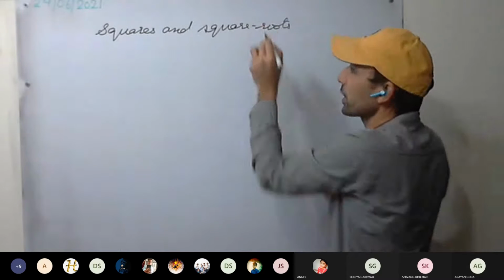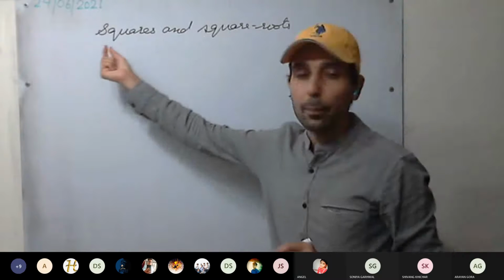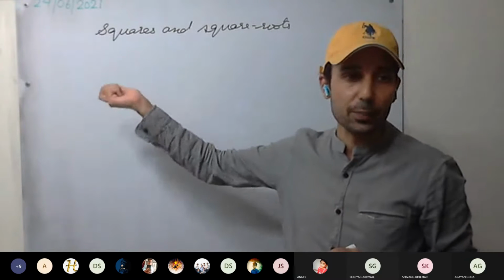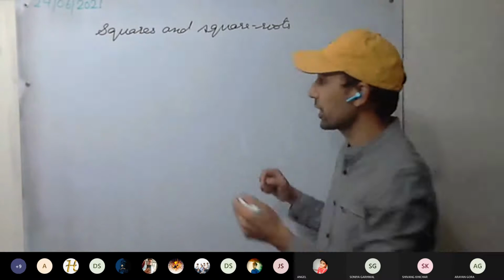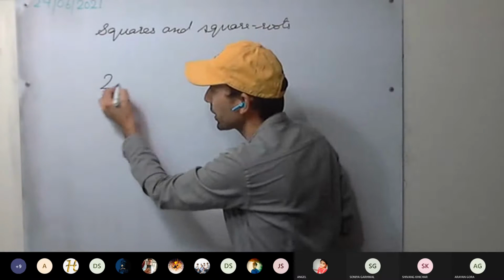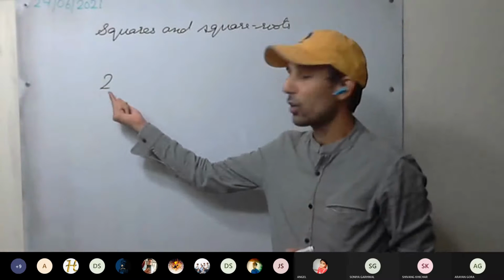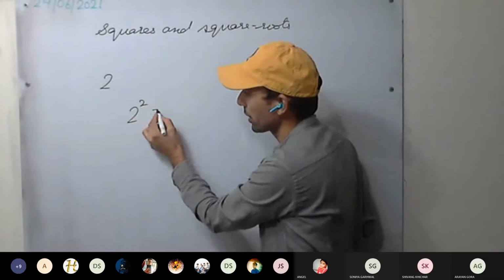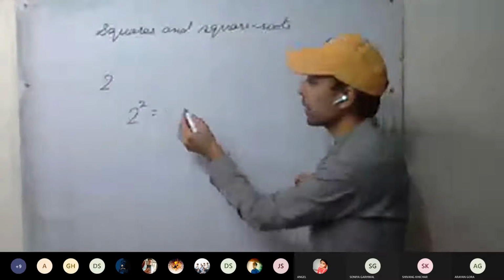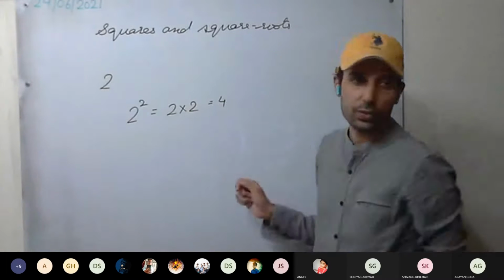Square roots. Okay, so we were discussing squares and square roots. If any number is provided to you and it is being asked that you have to calculate its square, how do you calculate the square? If your number is 2 and the question asks you to calculate the square of 2, what are we going to do? 2 square, what will it be? We will multiply the number by itself and we get 4.